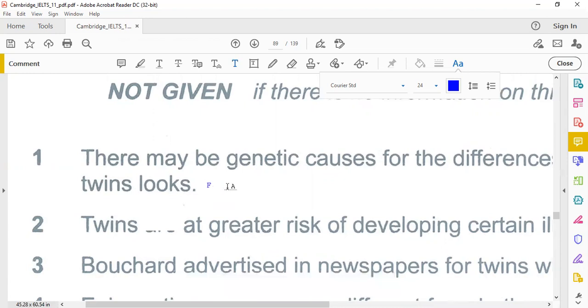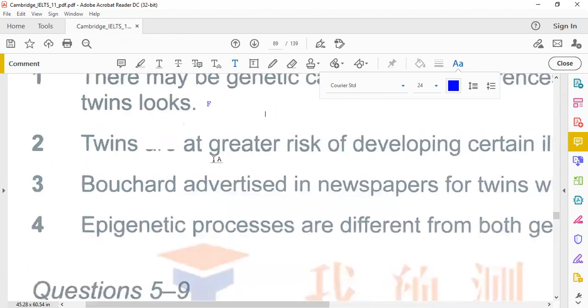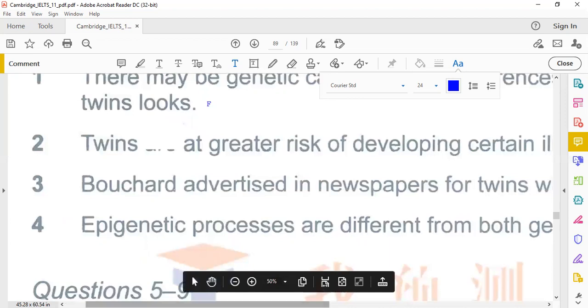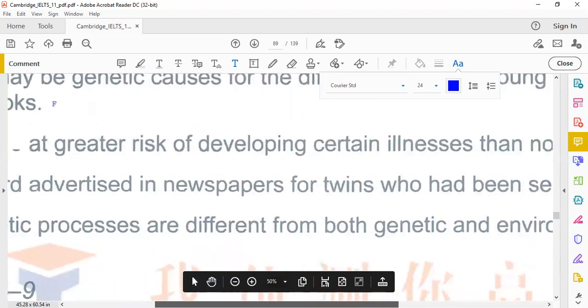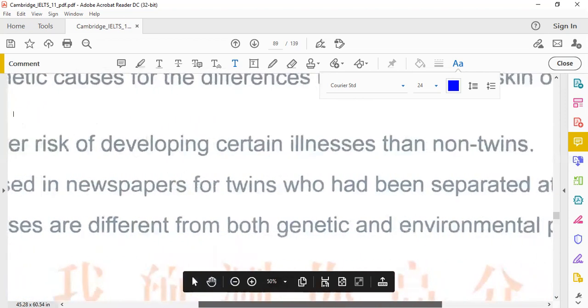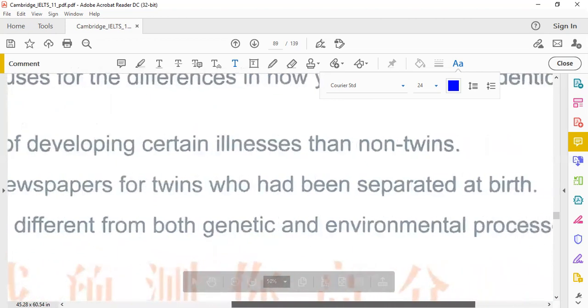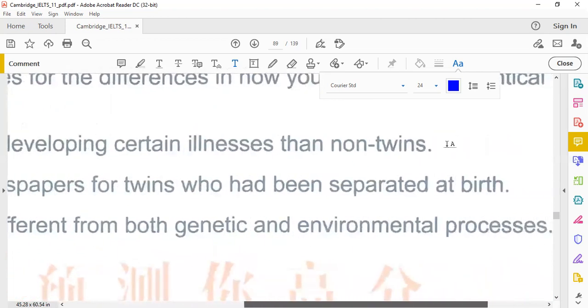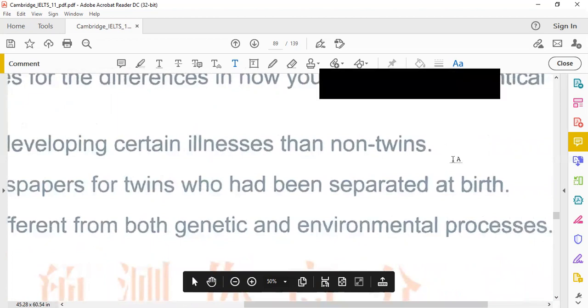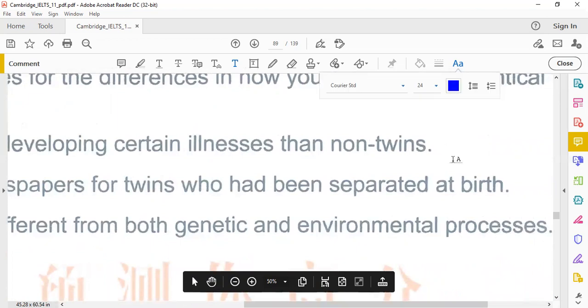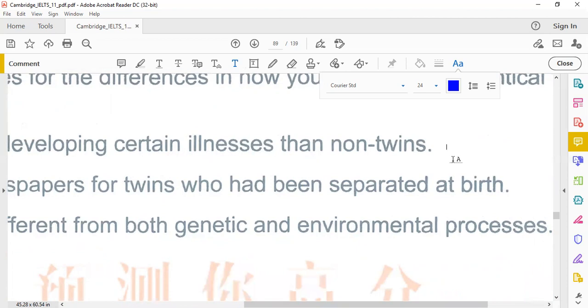Then you see, twins are at greater risk of developing certain illness than non-twins. So the statement says that twins certainly have more chances of getting ill. So this is not given. About this, the information is not given.